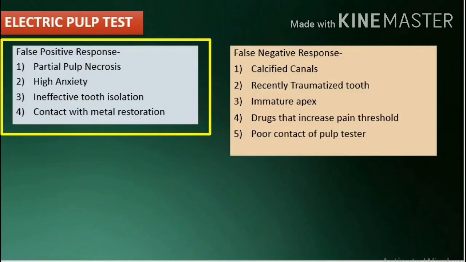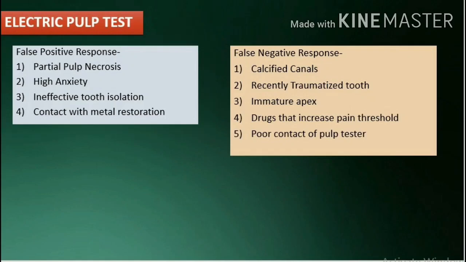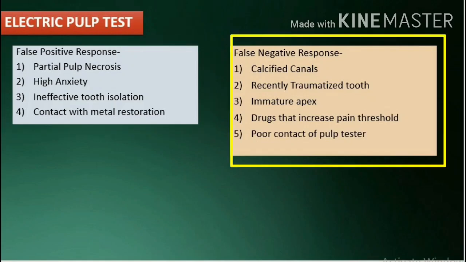False positive response: partial pulp necrosis, high anxiety, ineffective tooth isolation, contact with metal restoration. False negative response: calcified canals, recently traumatized tooth, immature apex, drugs that increase pain threshold, poor contact of pulp tester.